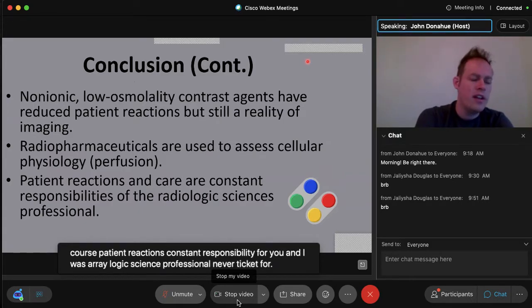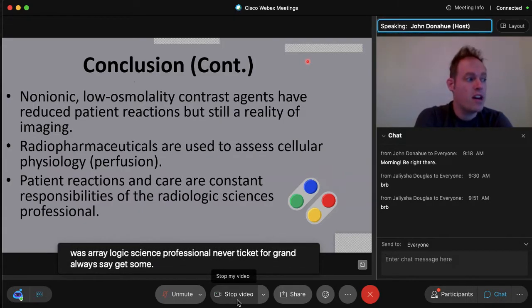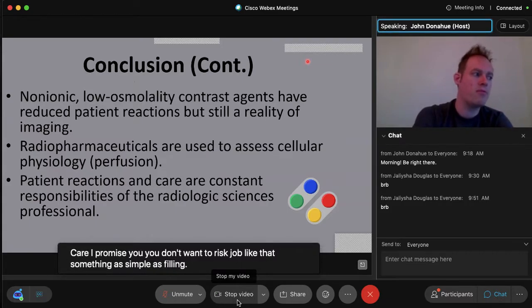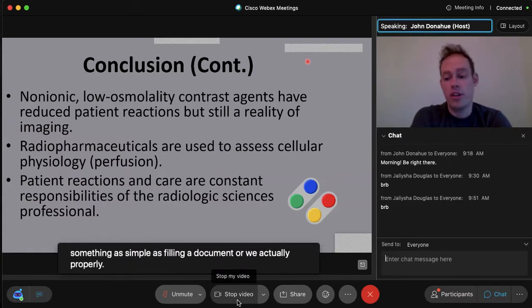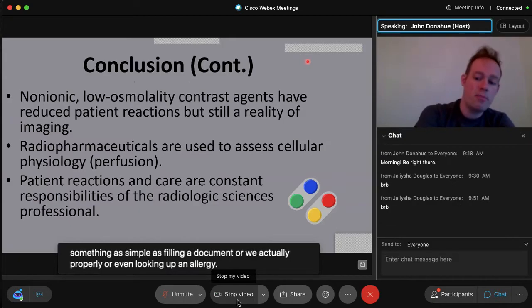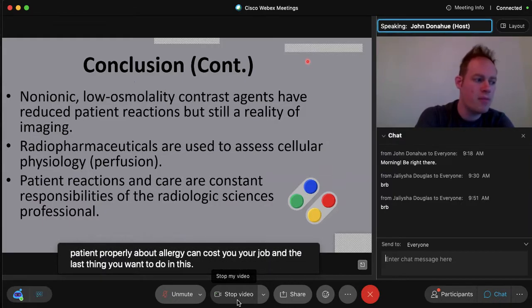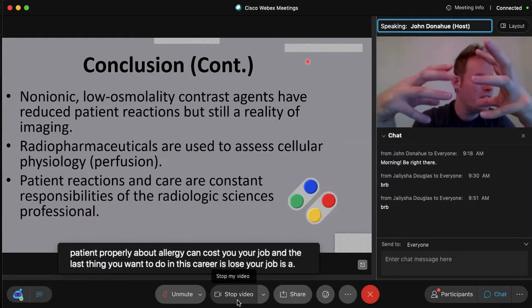Never take it for granted. I always say you get some really lazy, terrible techs out there that just do not care. And I promise you, you don't want to risk a job like that. Something as simple as failing to document a reaction properly, or even looking up an allergy or quizzing your patient properly about an allergy can cost you your job. And the last thing you want to do in this career is lose your job. It is a small community.